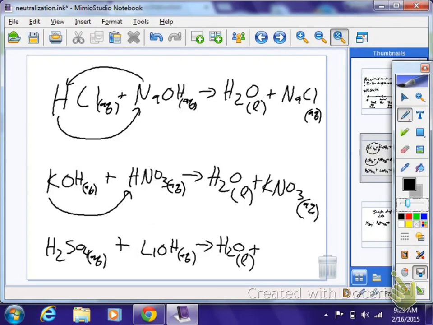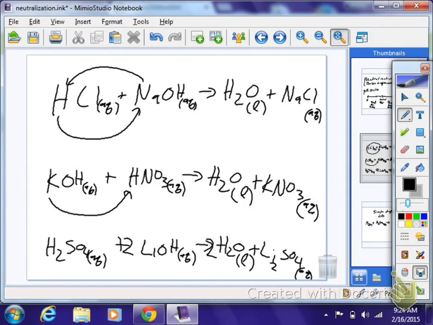Plus, we end up with LiSO4. Remember, we take just one of each, then we balance out the charge. So Li is a +1, the sulfate's a -2, so it's Li2SO4. And sulfates are soluble, so that would be aq. Okay, so Li2SO4. Now to balance it, I should just have to put a 2 in front of LiOH and a 2 in front of H2O.